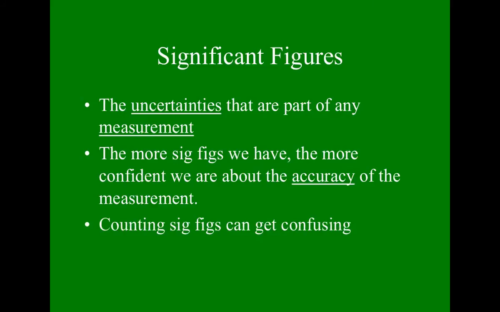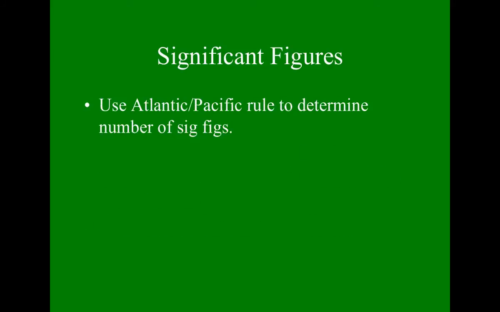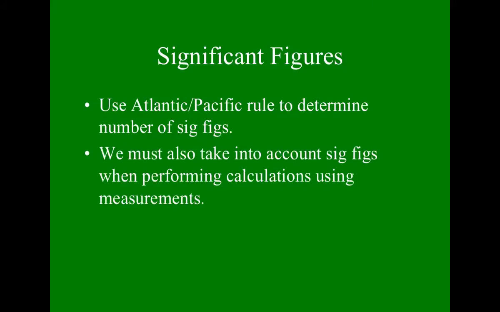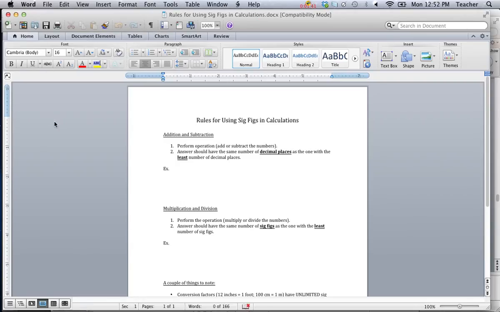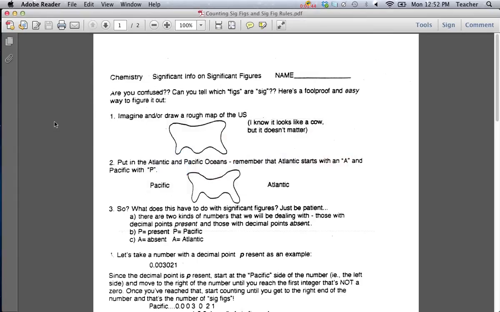Now, traditionally, the way that you count sig figs can get confusing. There are some videos out there on counting sig figs, but I use a different method called the Atlantic-Pacific rule. So the first step is to determine how to count the number of sig figs a number has. The second part is to take sig figs into account when we perform calculations that use measurements. So let me switch over to this document. Basically, this will walk you through it.